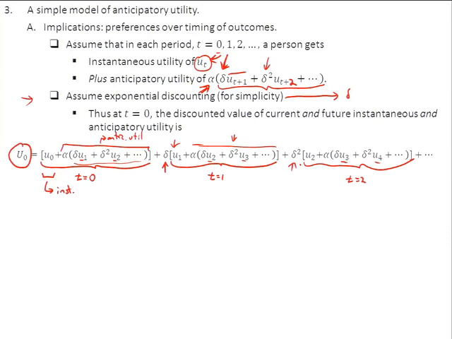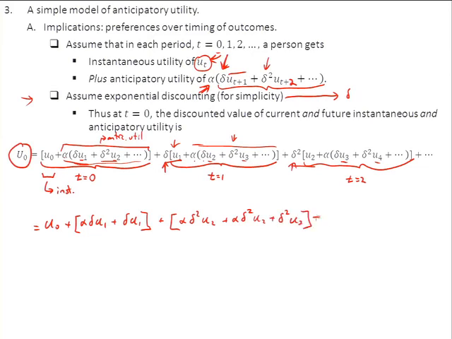Okay, so let's simplify this and see what we get. That is equal to u0, the only time 0 component here, plus, let me group together all the stuff that's from period 1. It's alpha delta u1, that's here, plus delta times alpha delta u1 from here. And now let me group together all the period 2 terms. So there's alpha times delta squared u2 here, plus there's another alpha delta squared u2 there. Is that right? Yeah, that's right. So there are actually two of those, alpha delta squared u2. And then there's a delta squared u2 over here.